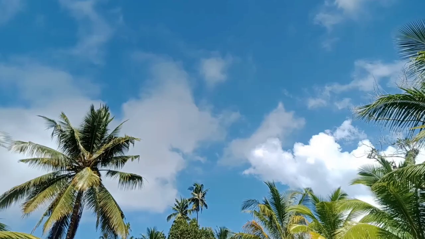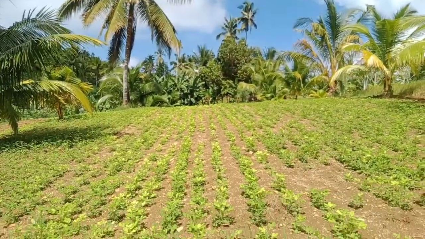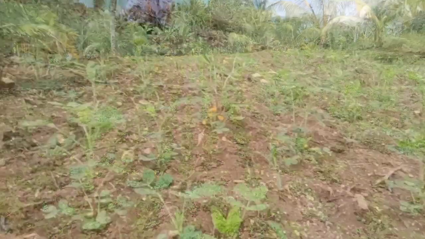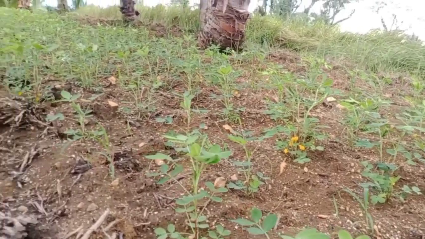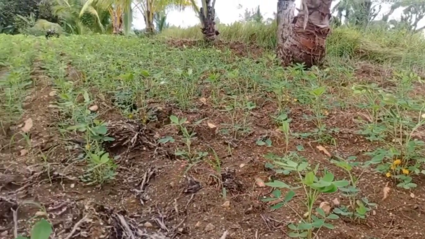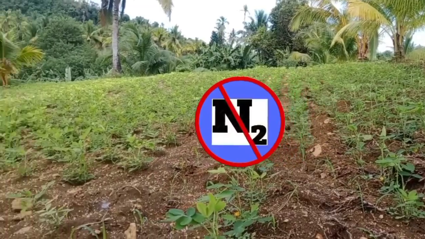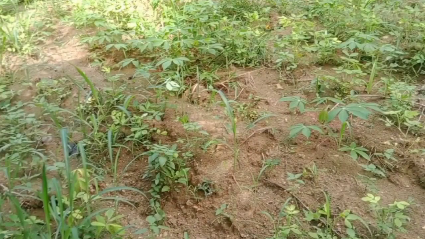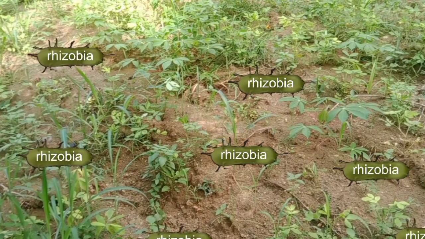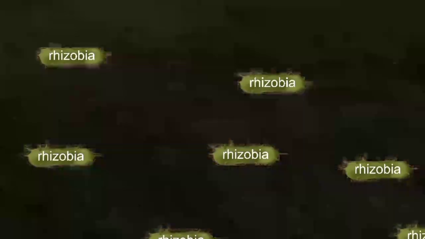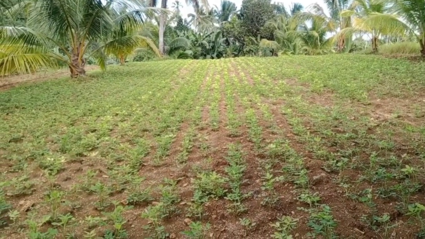Let's begin. Imagine a lush field filled with green plants, such as legumes. These plants have a unique ability to thrive in nitrogen-poor soil, thanks to a special partnership they form with nitrogen-fixing bacteria that occurs naturally in the soil called rhizobia. These plants appear healthy and robust, and that is thanks to their unique ability to fix atmospheric nitrogen.